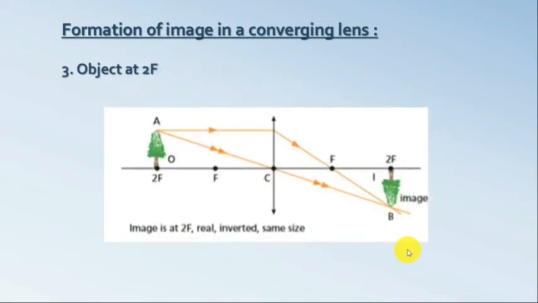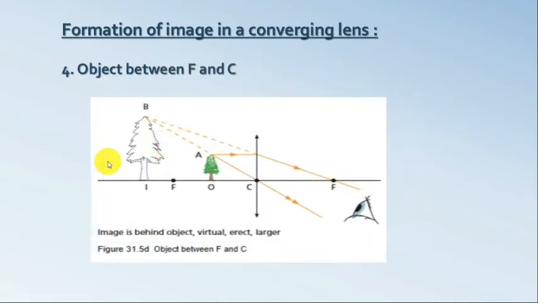The third case now, if the object is at 2f, for example here, what you will see? You will see that the image also is at 2f, it is real for sure because we can see it on a screen, and it is inverted, but here what? It is with the same size of the object. Okay, this is the third case.